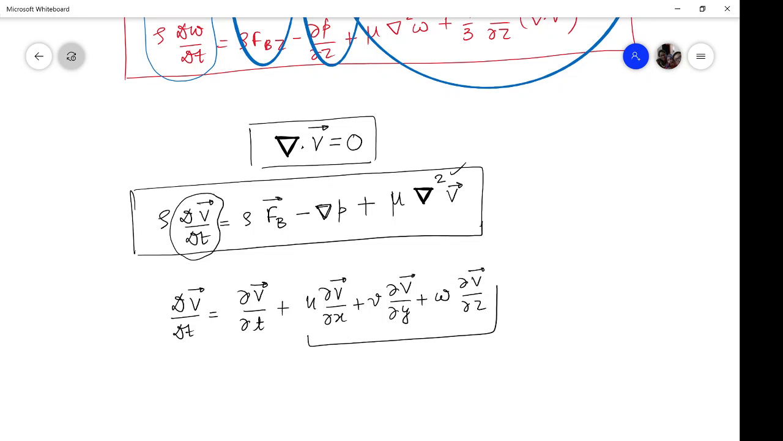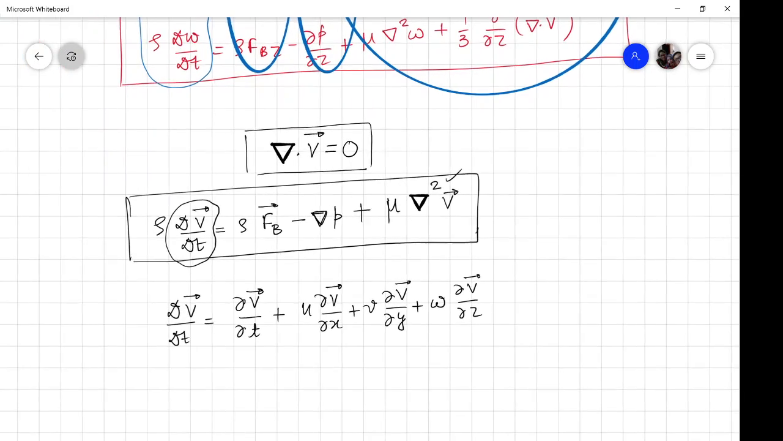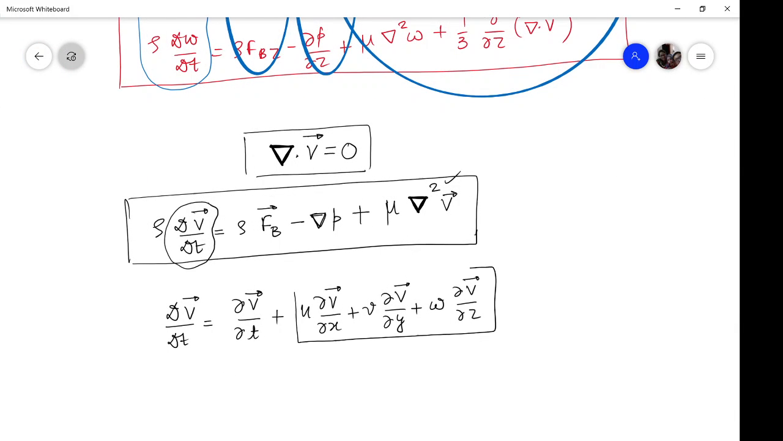Now this is basically the non-linear part. This is the part which makes this equation non-linear. So that's why it is very difficult to solve this equation. That's why this equation is so much talked of, and this is a very fundamental equation to analyze fluid flow.